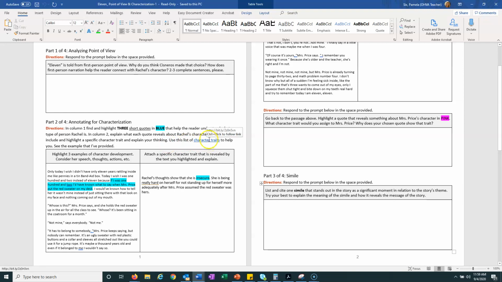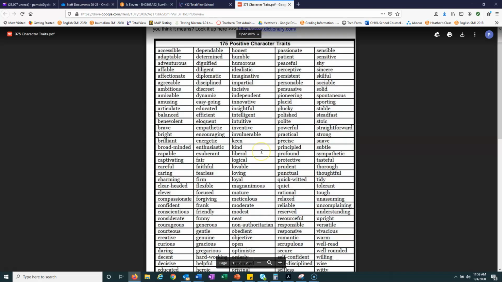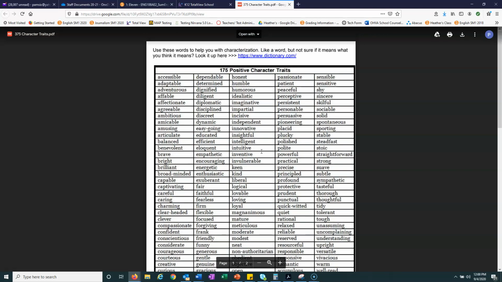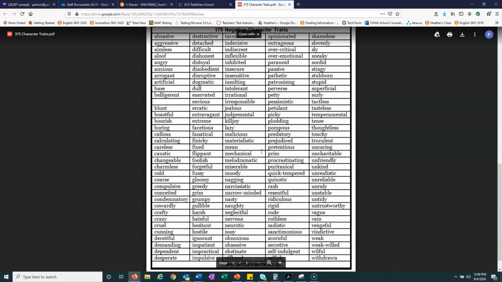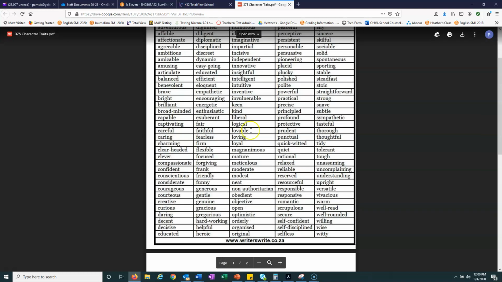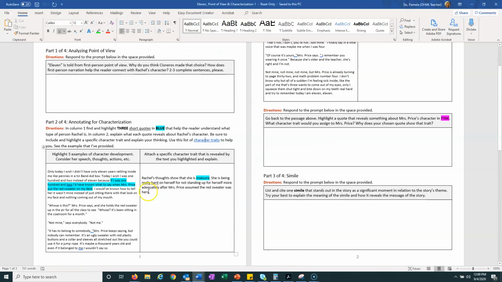So there's a character trait list here that you can click on. If I do Control and then click my left mouse, I'm going to open up these character traits. That's going to give you a list of character traits that you can refer to, okay? There are positive traits and negative traits there.